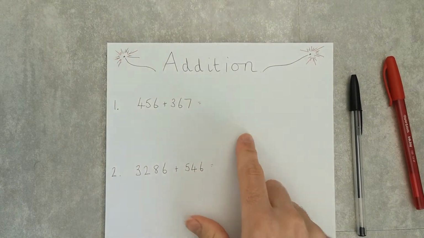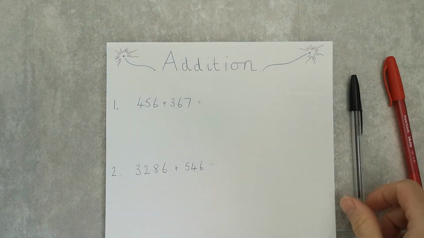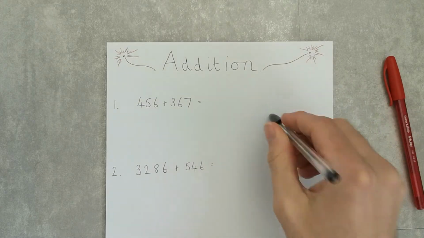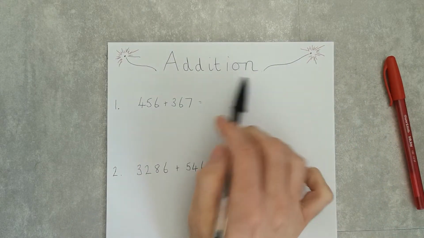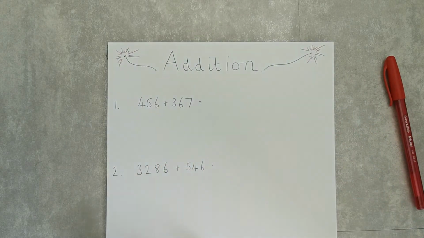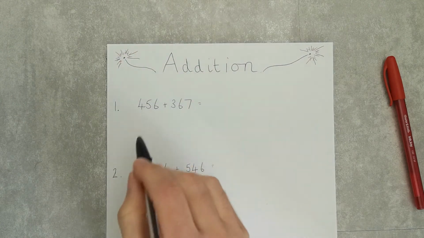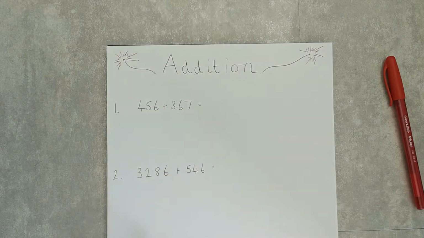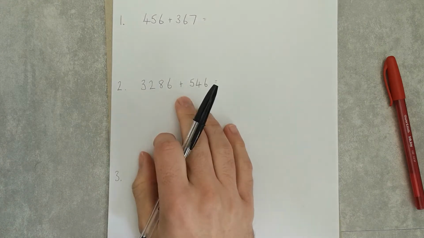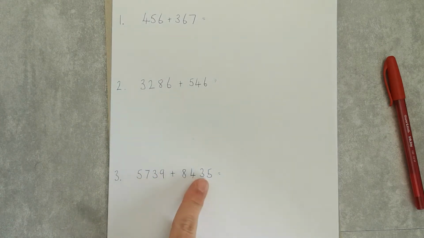Okay, right, today we're going to be looking at addition. We've done multiplication and division, so I'm going to spend just a bit of time looking at just addition. We're going to be looking at adding 3 digits by 3 digits, and then we'll move on to adding 4 digits by 3 digits, and then finally 4 digits by 4 digits.